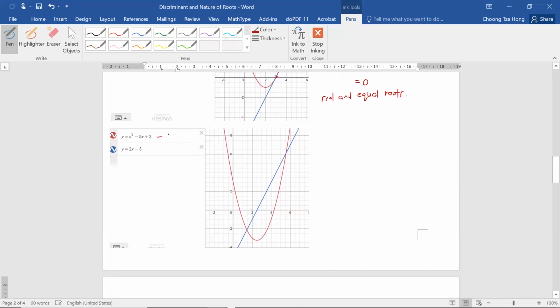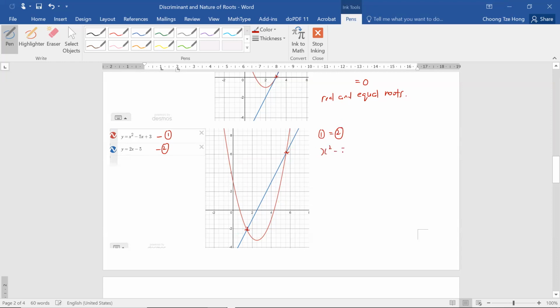Same thing, this is 1, this is 2. Over here you can see the line intersects the curve at 2 points, one here, one here. So when you try to solve, you should be able to get 2 x values and 2 y values. Let's equate 1 and 2, and then we find b squared minus 4ac. So now it's the real and distinct roots.